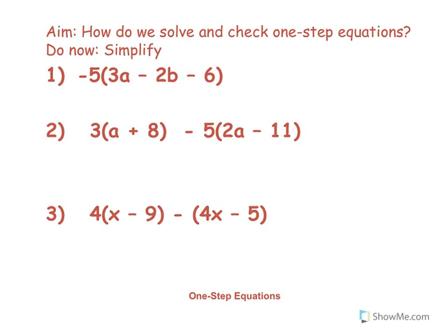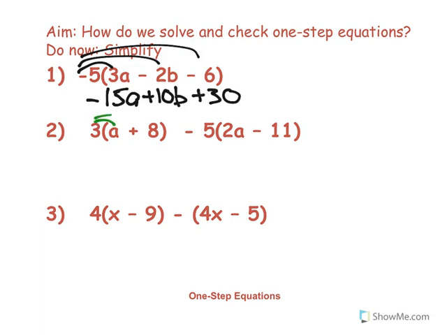the beginning. So we're going to first take a look at our do now, just to wrap up the last lesson about distributive property, and then we'll start to talk about equations. So for number one, I'm going to distribute the negative 5. So negative 5 times 3a is negative 15a. Negative 5 times negative 2b is positive 10b. Negative 5 times negative 6 is positive 30.